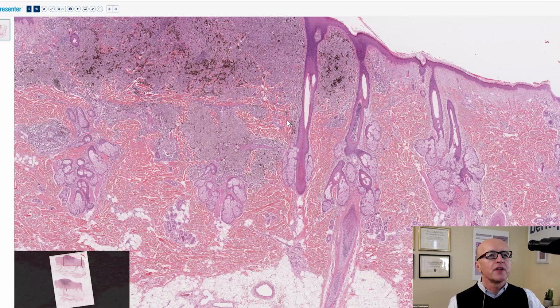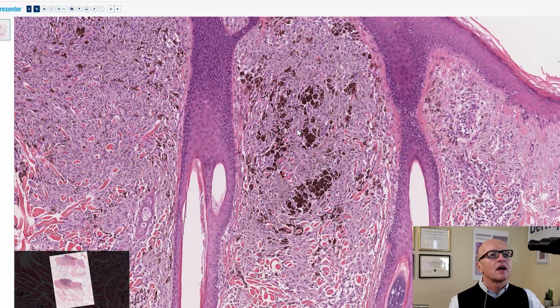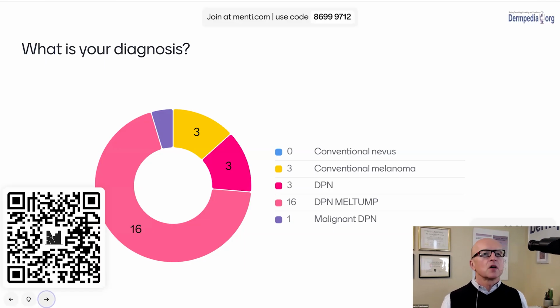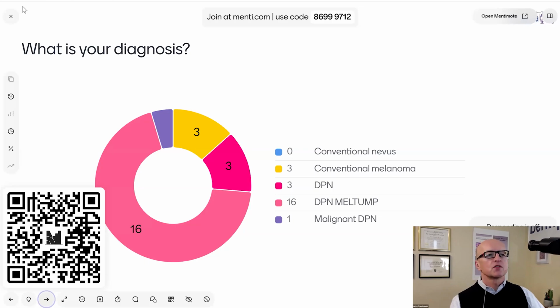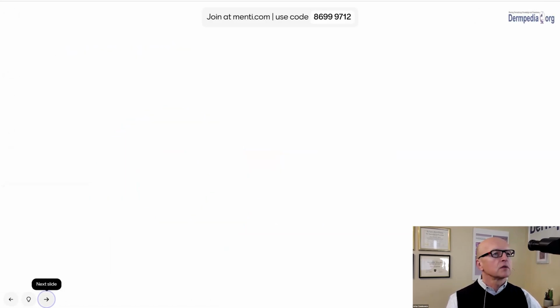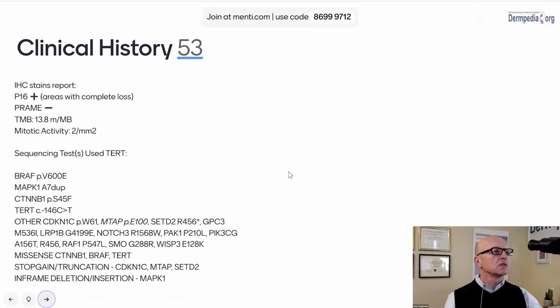And then I'll tell you the genetics, and we'll do the same thing again. Okay. So it looks like many folks favor the diagnosis of meltump on the H&E, but still, a few folks were concerned about conventional melanoma and malignant DPN. So let's take another look, and I'll tell you what the genetics is.